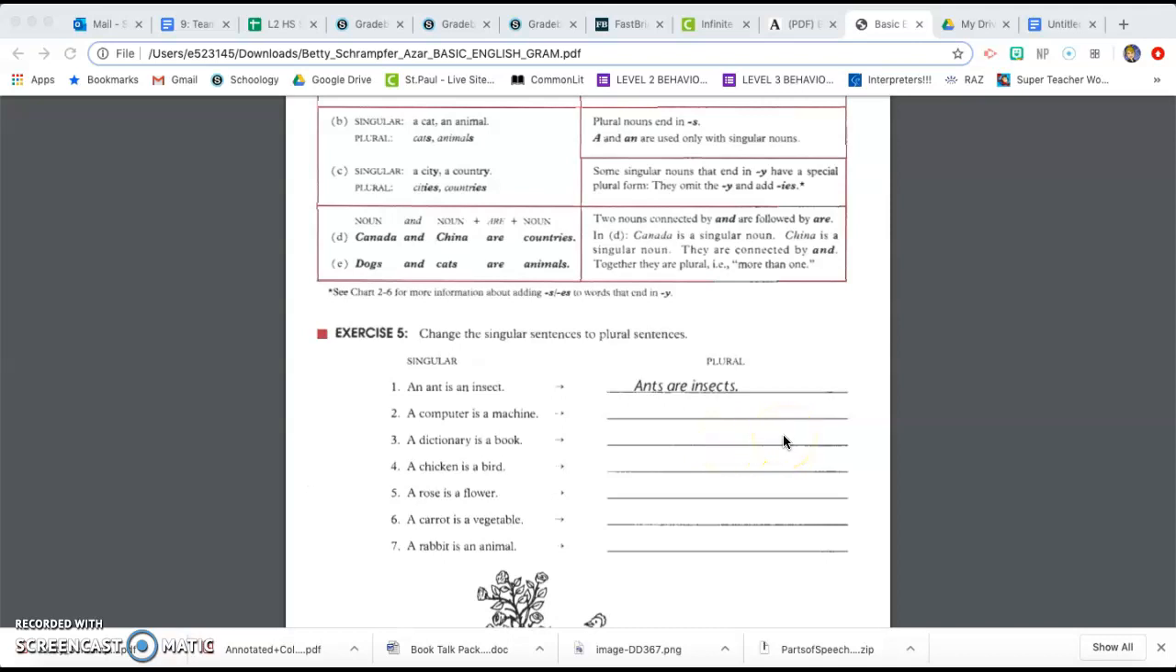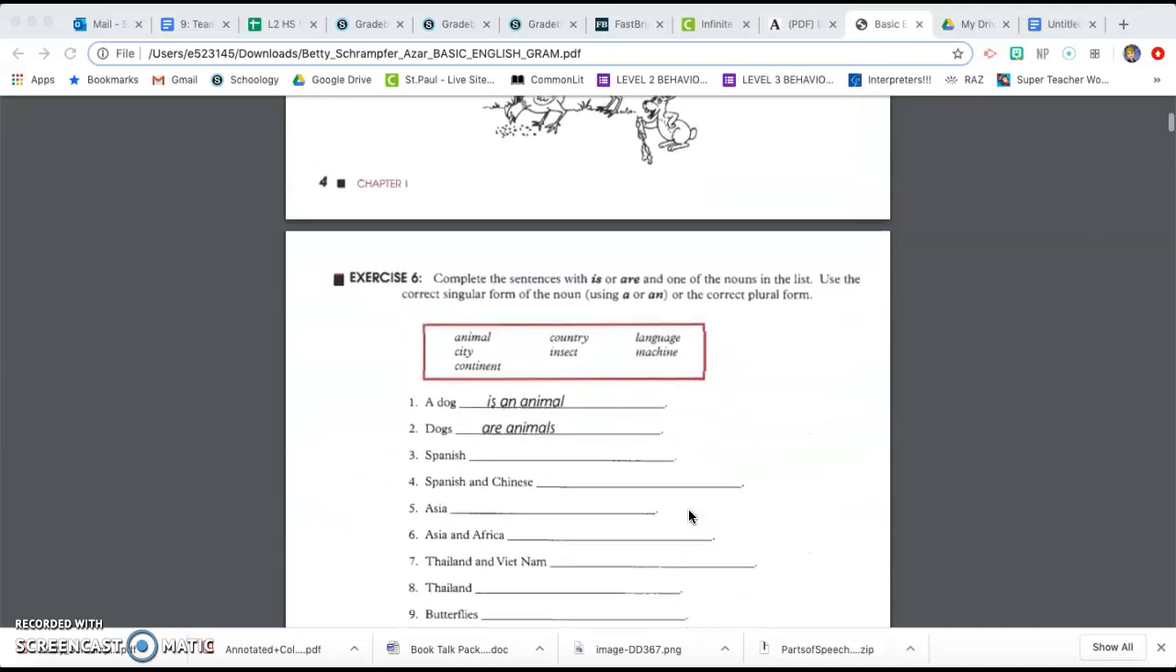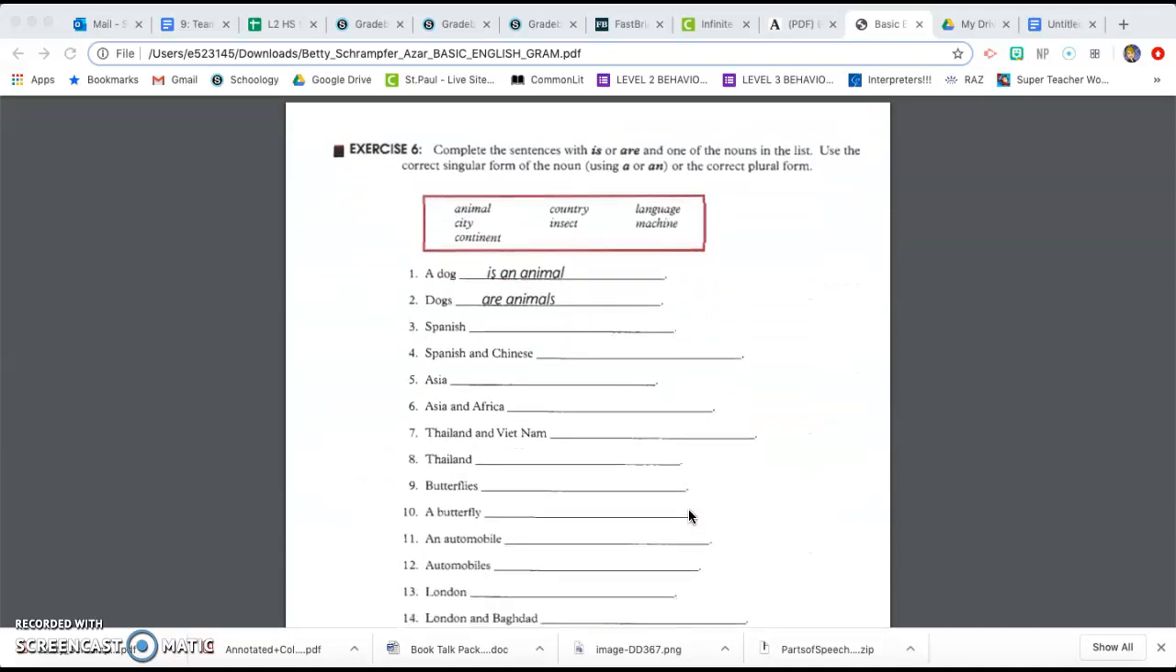Make sure you change the endings to plural. You're going to try the rest of these on your own on the line. Then we are going to do exercise 6. Complete the sentences with is or are from one of the nouns in the list. Use the correct singular form of the noun using a or an or the correct plural form. Let's take a look at the example.